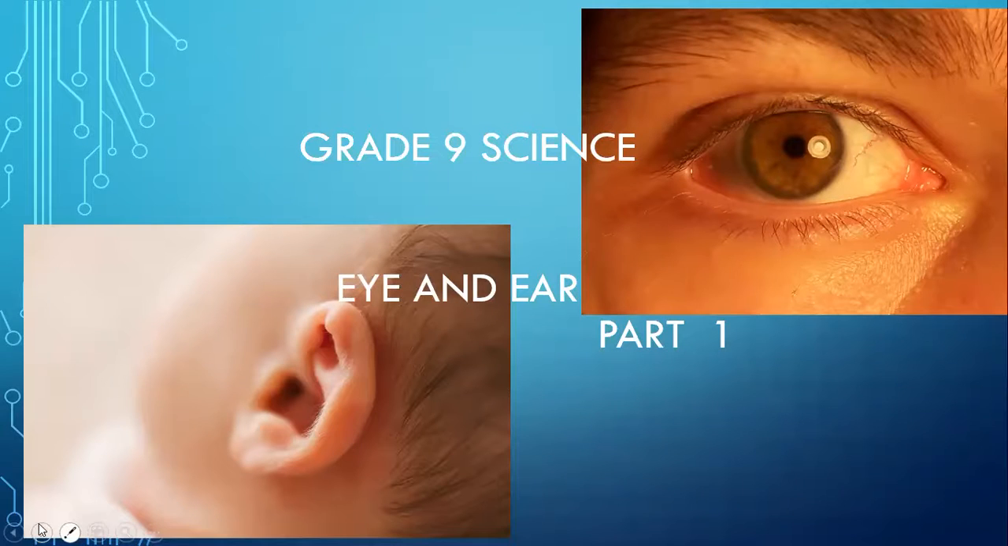Today we are going to do grade 9 science second lesson, Eye and Ear, part 1. Our environment is subjected to frequent changes. Our eyes, ears, nose, tongue and skin perceive these changes that occur in our environment. Let us study about the structure and functions of the human eye in part 1.